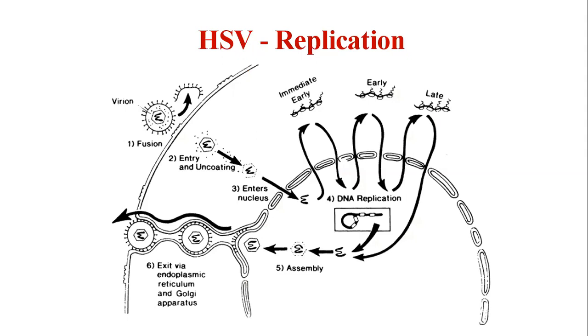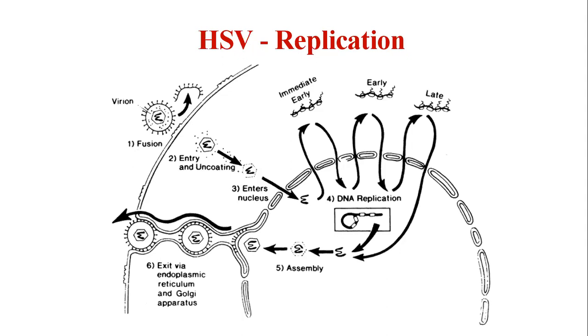So number one, you can see that fusion between the virus glycoprotein and human cell surface receptor took place. So after fusion, there will be internalization of the virus particle. So the virus particle will enter into the cytoplasm via endocytosis, and then after the entry, they will uncoat and will release DNA into the cytoplasm of the host cell.